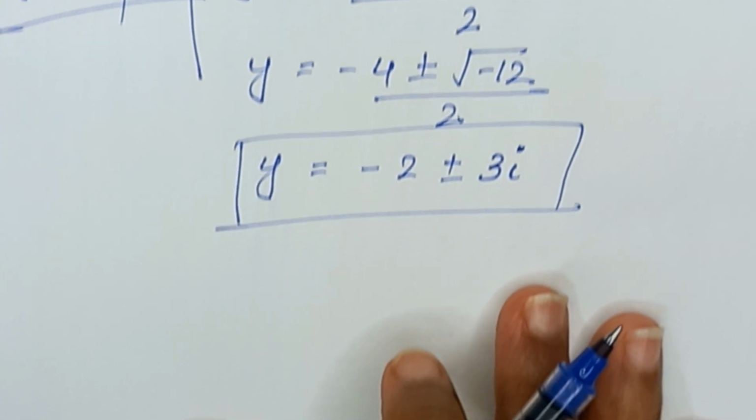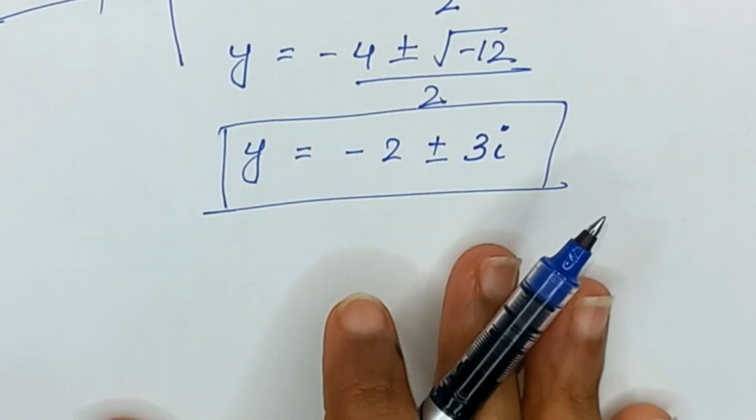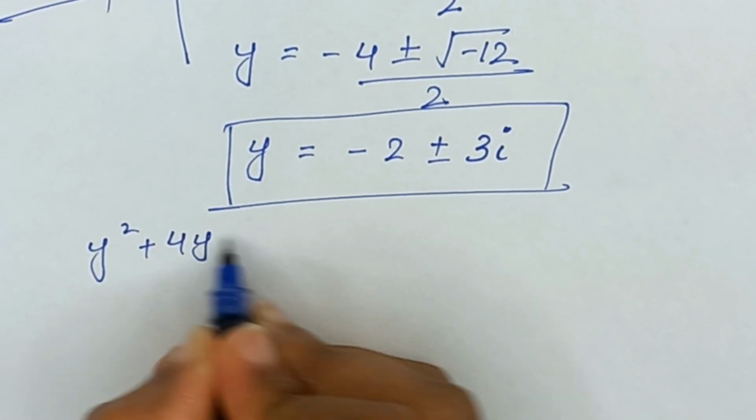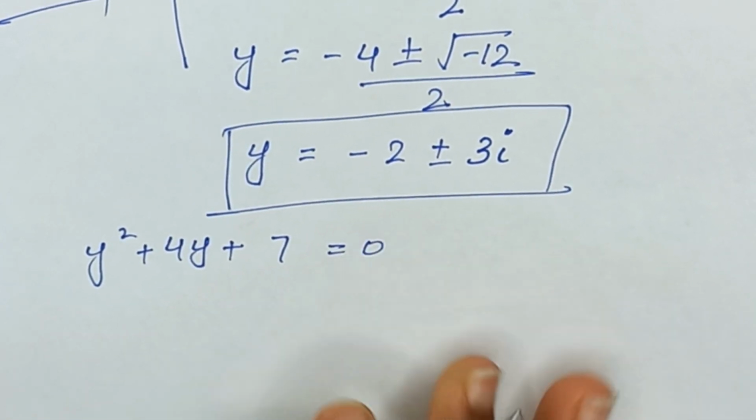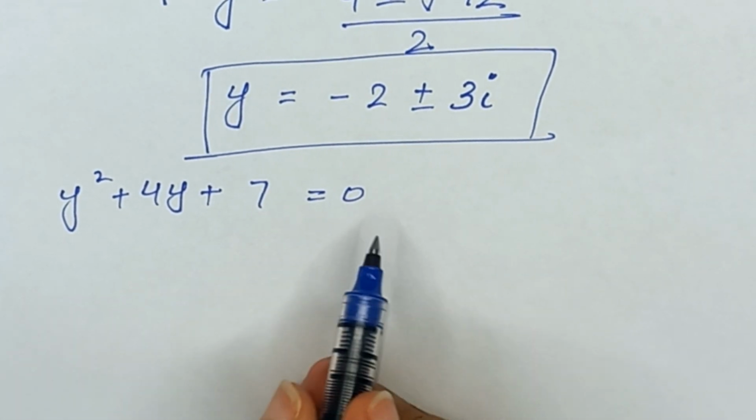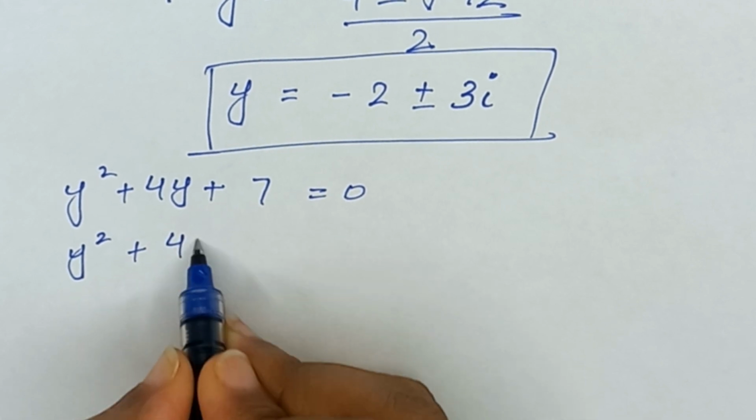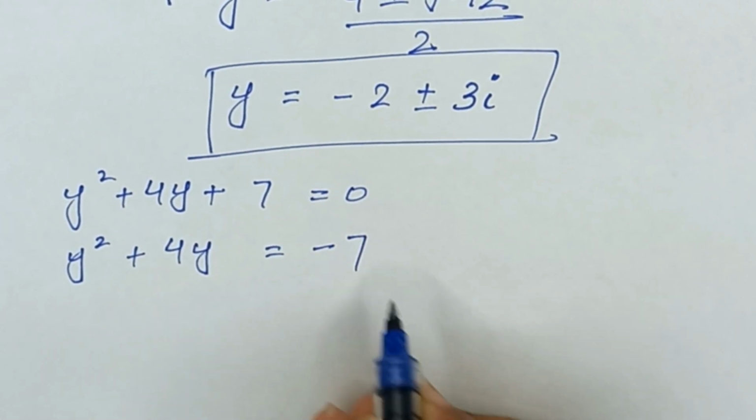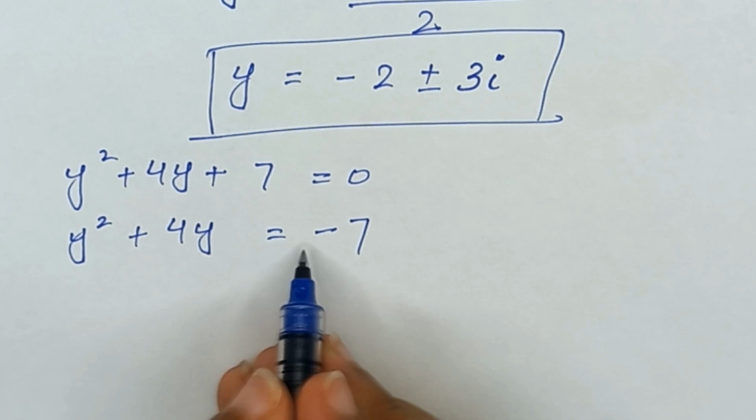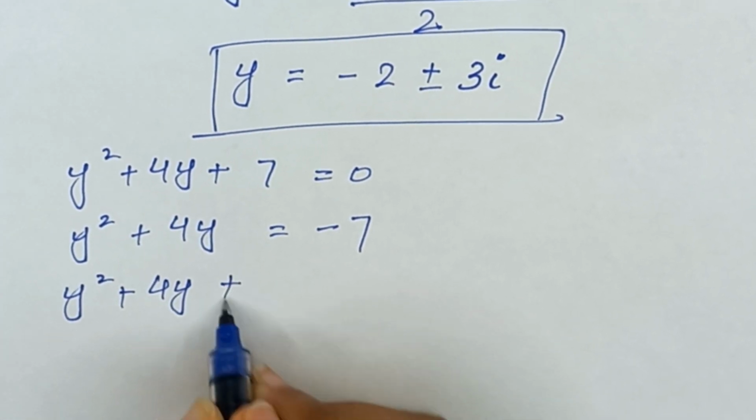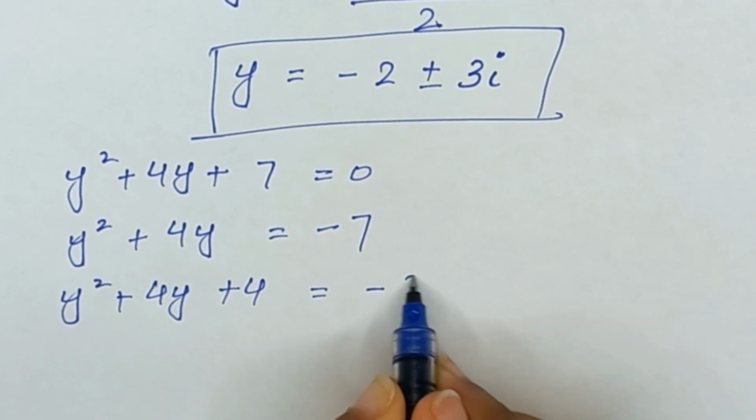Here we have another method to solve this quadratic equation, y square plus 4y plus 7 is equal to 0. I will solve this equation by the completing the square method. So first of all, I will take the constant term to the right hand side, so it will be negative 7. To make it a perfect square, I will add here 4. So it will become negative 3.